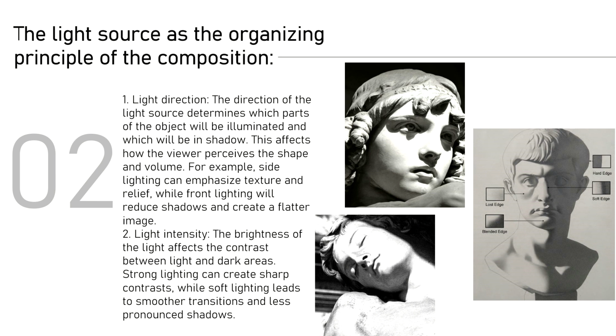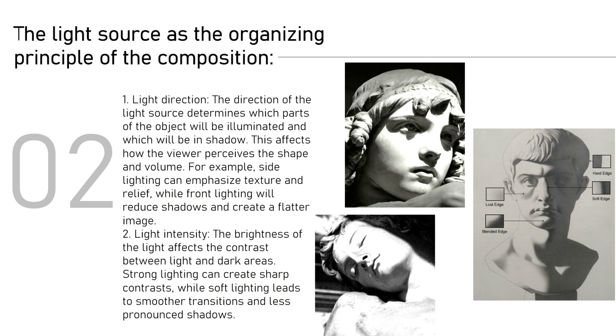Light direction. The direction of the light source determines which parts of the object will be illuminated and which will be in shadow. This affects how the viewer perceives the shape and volume. For example, side lighting can emphasize texture and relief, while front lighting will reduce shadows and create a flatter image.